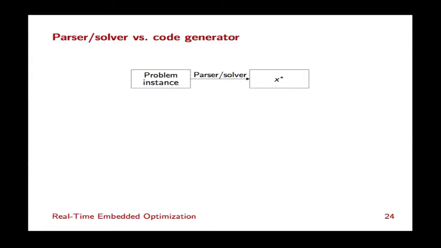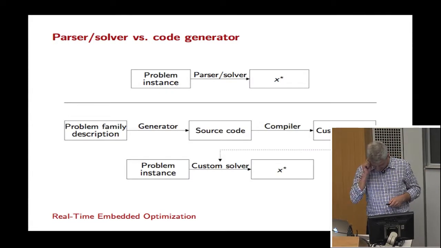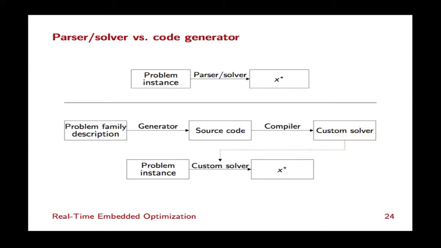So let me just make this clear. Something like CVX is a parser solver. You take a problem instance, transform it to a new problem, and you get a solution. Whereas a code generator would look like this. You describe a problem family that generates source code. You compile that source code, and now you have an ultra-fast solver that maps problem instances into solutions.